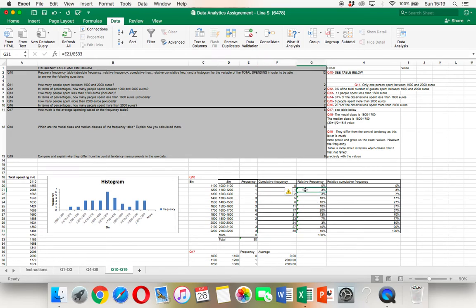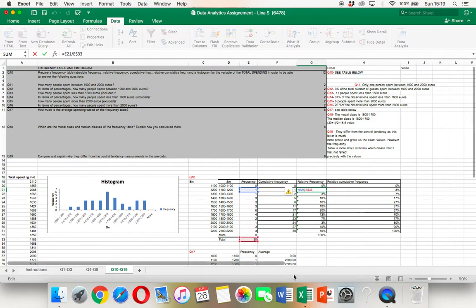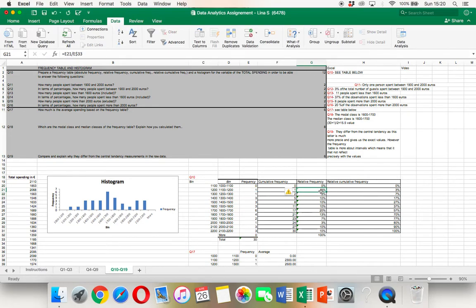Then to get the relative frequency, I have done a small calculation, which was frequency divided by total number of observations. And same for the next ones. So I just scrolled it down by locking the cell with the $ sign. So just to make sure that my calculation was correct, I have done the sum of all of it, which gave me 100%.